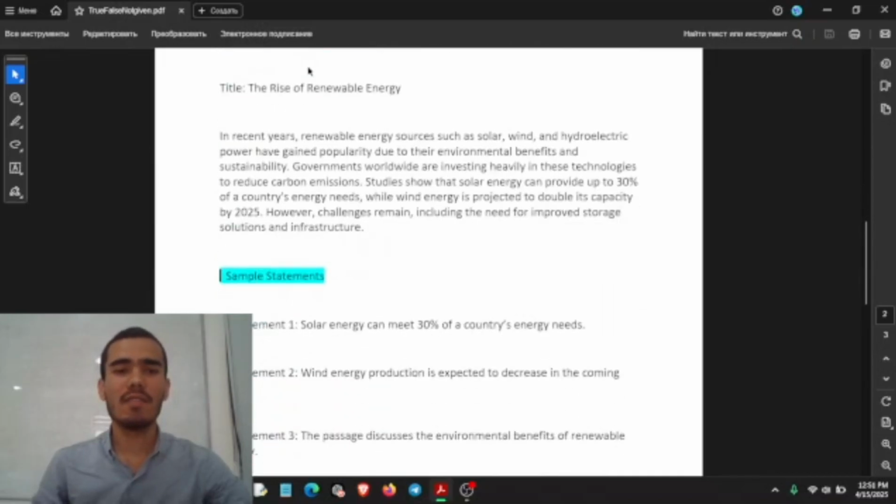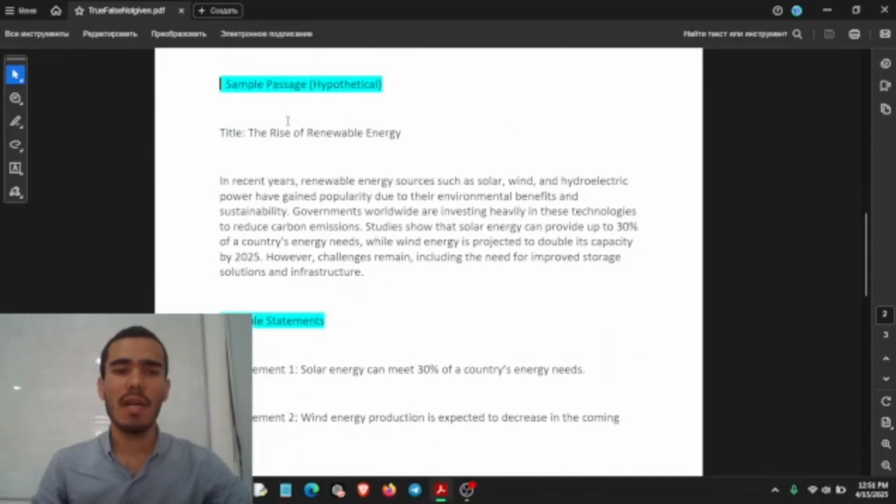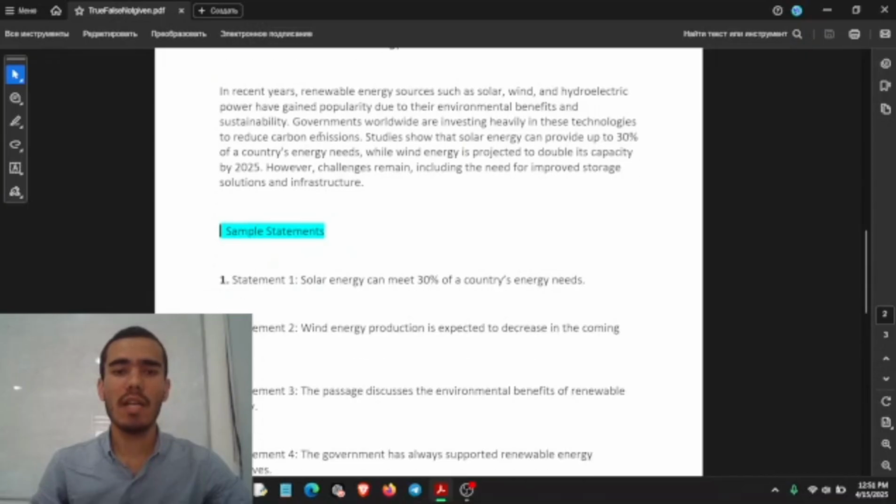Now let's take a look at one example, a hypothetical passage. The rise of renewable energy. In recent years, renewable energy sources such as solar, wind and hydroelectric power have gained popularity due to their environmental benefits and sustainability. Governments worldwide are investing heavily in these technologies to reduce carbon emissions.